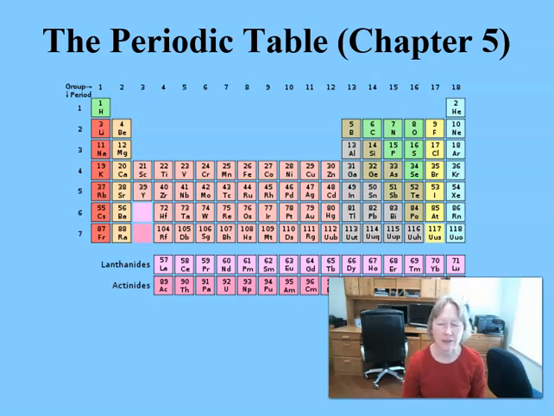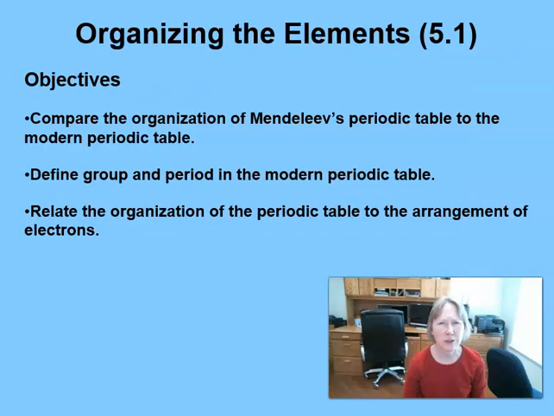Welcome to Physical Science. Today we're going to discuss the periodic table, which is chapter 5. First, we're going to look at the history of the periodic table. Our objectives are to compare the organization of Mendeleev's periodic table to the modern periodic table. So we'll look at how the elements are organized, how they were originally organized, and then what changes we've made.